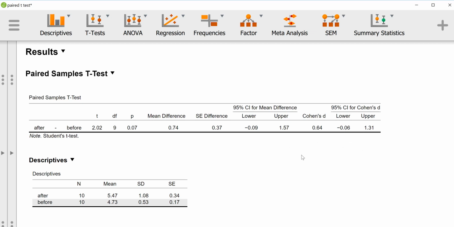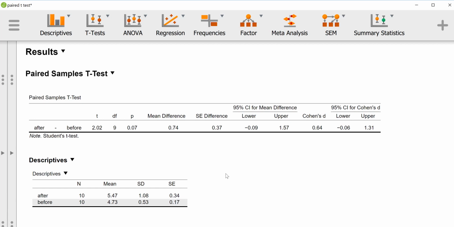So all signs indicate that we don't have enough evidence to reject the null here. We fail to reject the null hypothesis. We just don't have enough evidence to do so. And in the descriptives table, we see that the after mean was 5.47, which is slightly higher than the before mean, and the standard deviation was a bit higher after than before, and it also gives you the standard error of the mean for before and after.